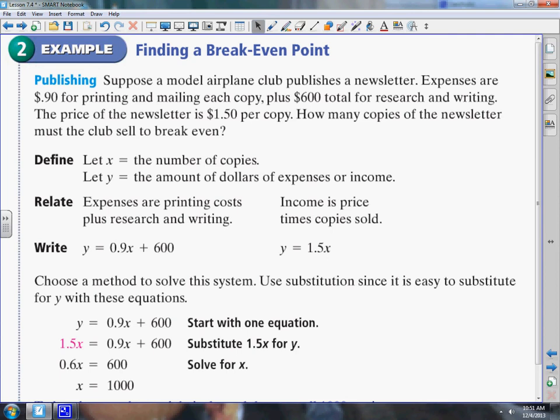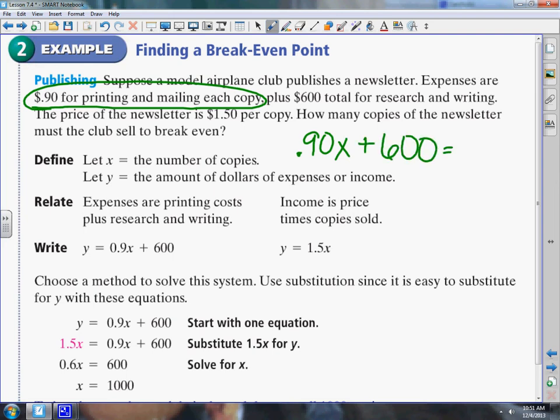So you're going to have 2 equations. My first equation is going to be the 90 cents for printing and mailing. So 90 cents, 0.90 times X plus 600 total would be your Y. And they did that right here. Then you're going to have another equation for when they're selling them. This is for when they're making them. And then when they're selling them, they're $1.50 a copy.